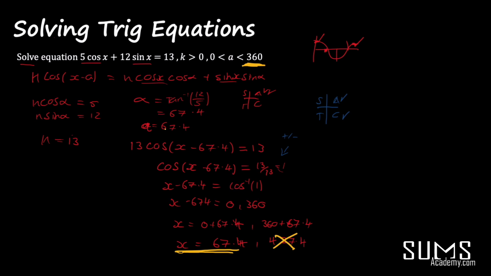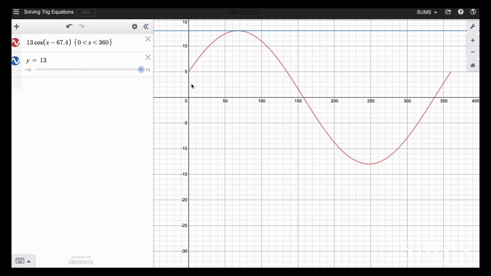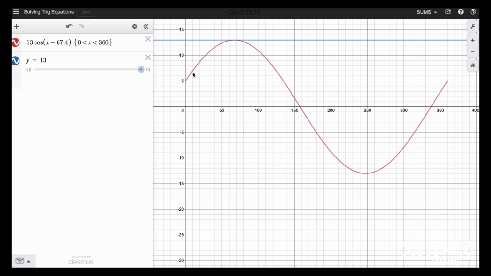Okay, so what does that look like actually on a graph? So I'll sketch this for you. Here is a sketch of the graph of 13 cos(x minus 67.4) between 0 and 360. Okay, so it follows this point here. And where does it equal 13? It equals 13 here. That's the only place that this graph equals 13 in the entire interval. So at this point here, 67.4.